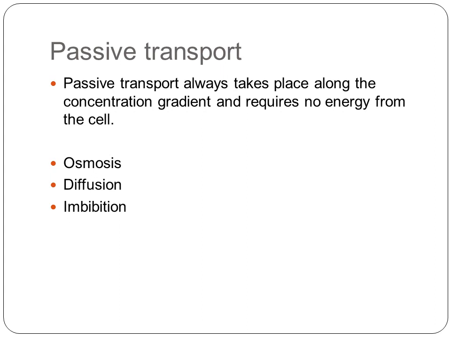Now let us see today's first topic, that is passive transport. What is it? Passive transport always takes place along the concentration gradient and requires no energy from the cell. What does it mean? It moves always from higher to lower concentration and requires no energy from the cell. We have already studied three types of passive transport: osmosis, diffusion and imbibition.